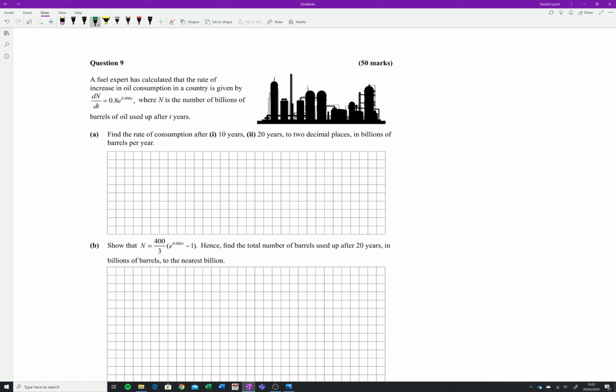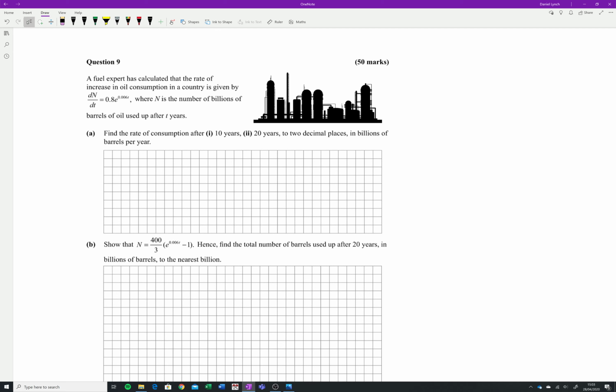It's not saying that N is the barrels or anything like that. It's just saying what the rate is at any one particular time. If you want to go back to N, where N is the number of billions of barrels of oil used up, what would you do? If you have dy/dx and you want to go back to y, you're going to have to integrate. So it looks like this is almost certainly some type of integration question.